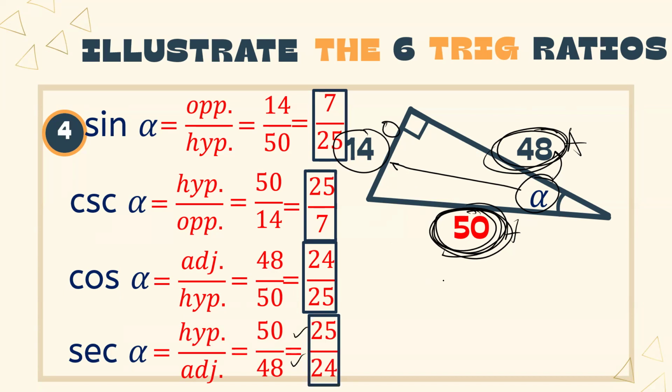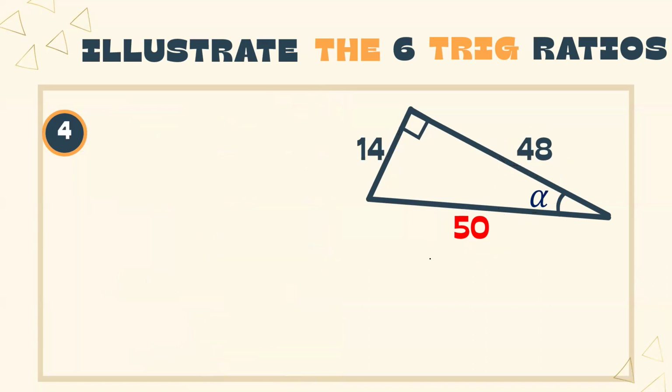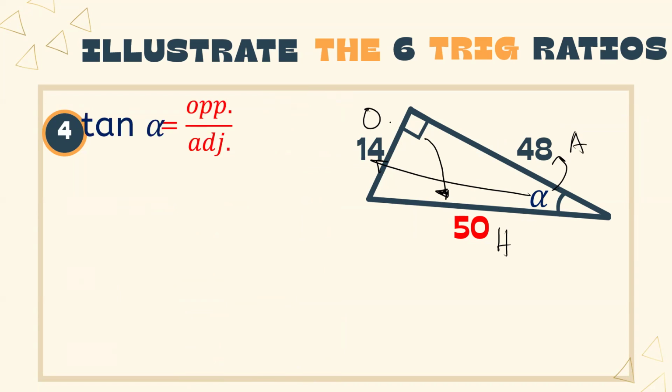It's very easy, right? So again, this is alpha. This would be the opposite, this would be the adjacent, and this would be the hypotenuse. Hypotenuse is opposite to the right angle of the right triangle. So tan alpha is opposite, 14 over adjacent, 48. So 14 over 48 simplified to its lowest term is 7 over 24.